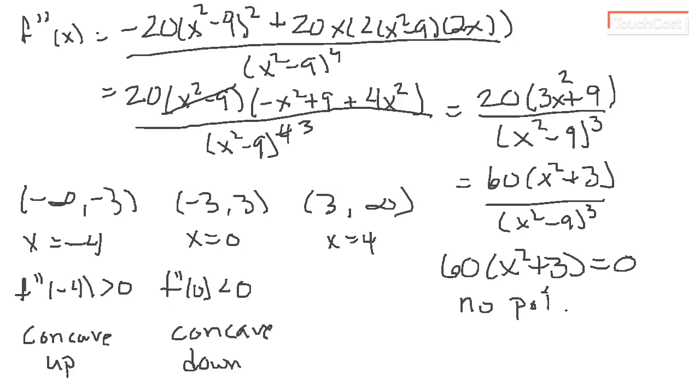And then if I put 4 in, well, 4 squared is the same as negative 4 squared. So that means this is going to be bigger than 0. It's going to be the same thing as if I put negative 4 in. So this is going to be concave up.